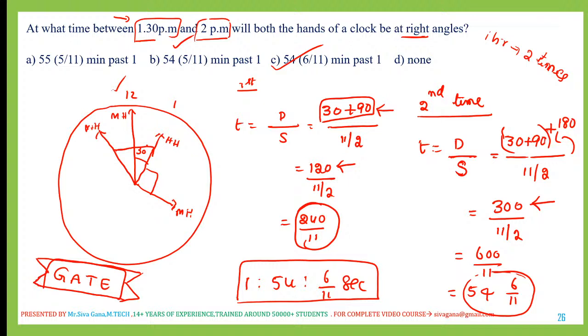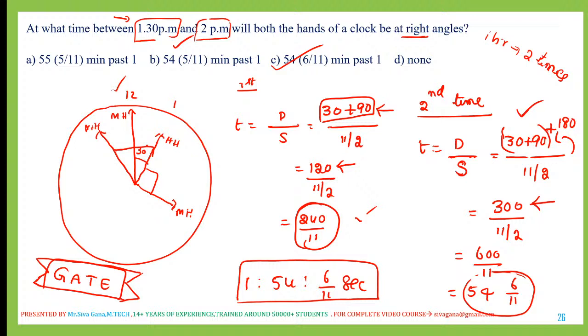I hope you all understand this question. Listen repeatedly. This is the first-time perpendicular. This is the second-time perpendicular. You need a little more focus. When the perpendicular happens, how much does the minute hand have to cover extra than the hour hand?